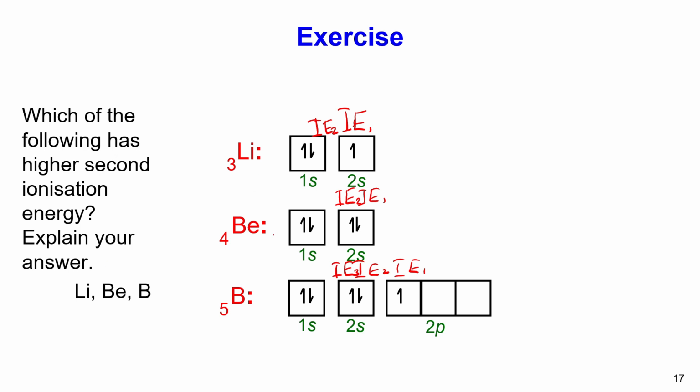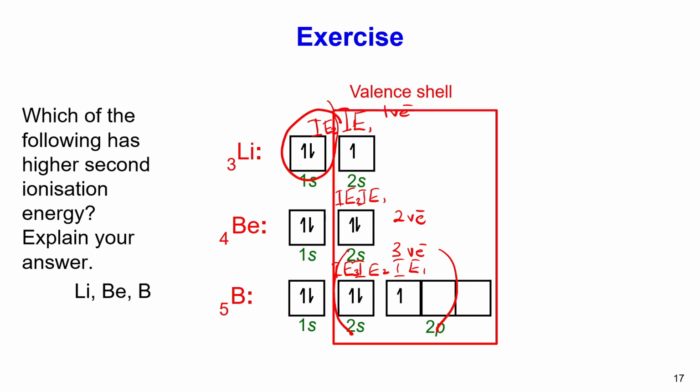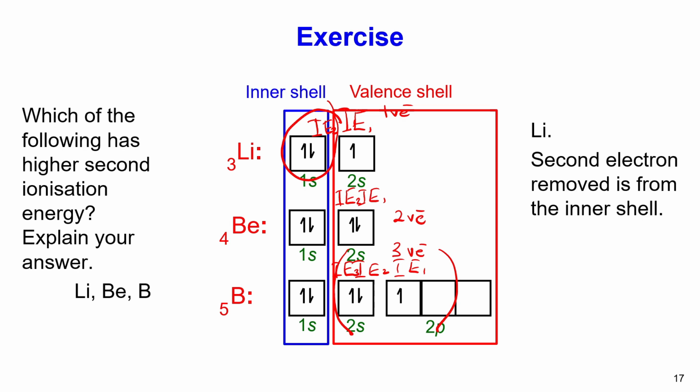Jadi kalau kita tengok dekat sini, kita boleh nampak, yes, lithium mempunyai higher second ionization energy. Sebab apa? Sebab second ionization energy untuk lithium terletak di dalam inner shell. Yang ini bukan inner shell, valence elektron dia ada 3 di sini. IE1, IE2, IE3. So this one ada 3 valence elektron. Yang ini dia ada 1 valence elektron. Ini dia ada 2 valence elektron. So obviously kita boleh nampak dari segi arrangement. Lithium highest second ionization energy. Jadi lithium second ionization energy removed from the inner shell.